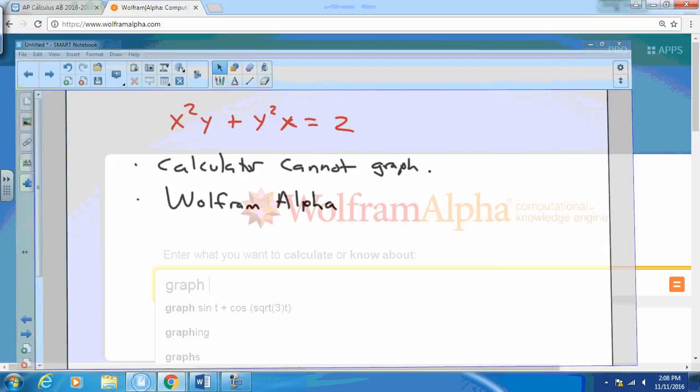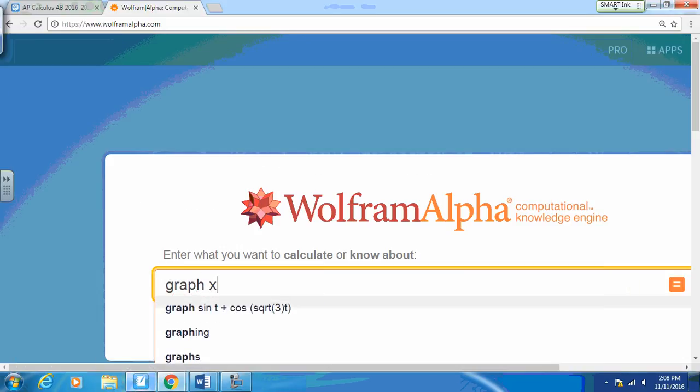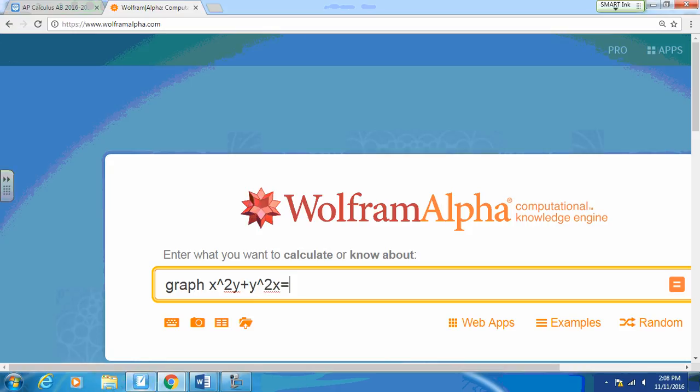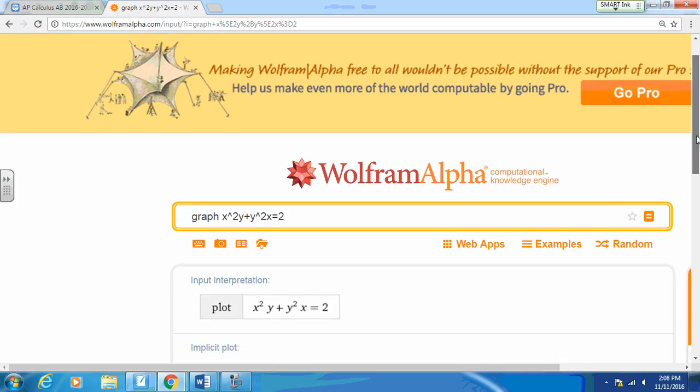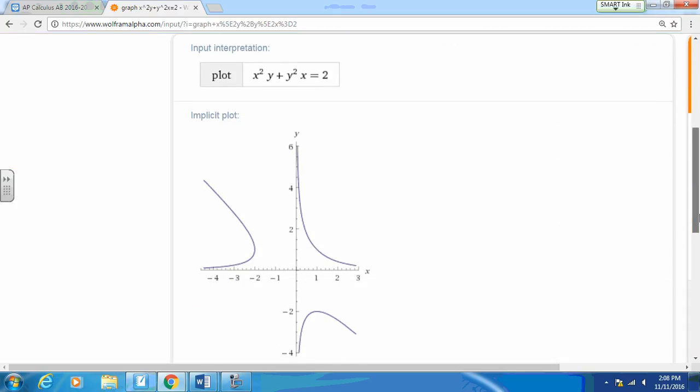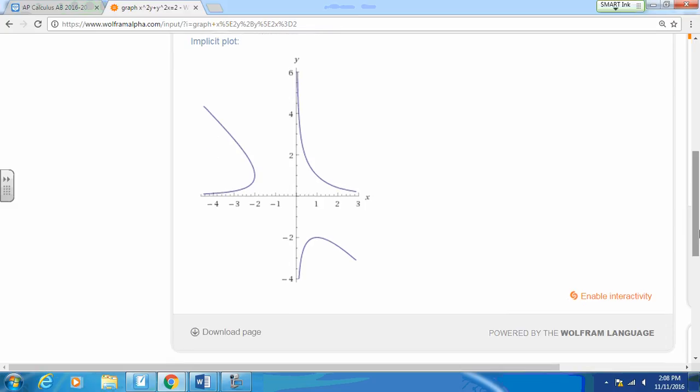what was my relation again? x squared y plus y squared x equals 2. See how I'm using the caret sign for the exponent right there? And hit enter. Then it will think for a second, and it will go and plot all the points in the plane for which x squared y plus y squared x is equal to 2. And that's a crazy graph.